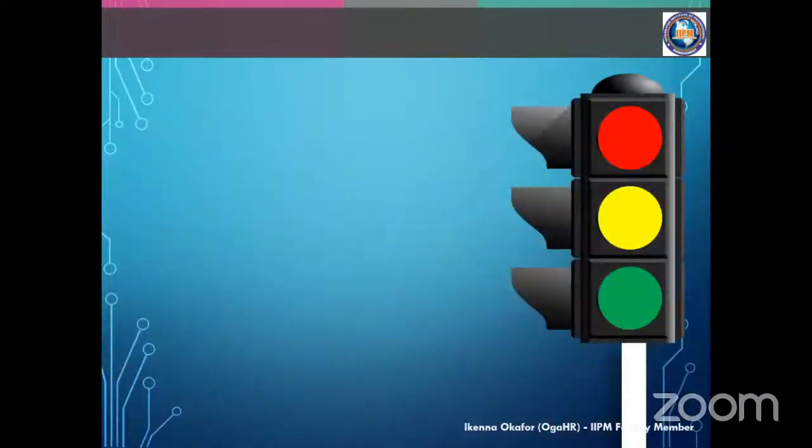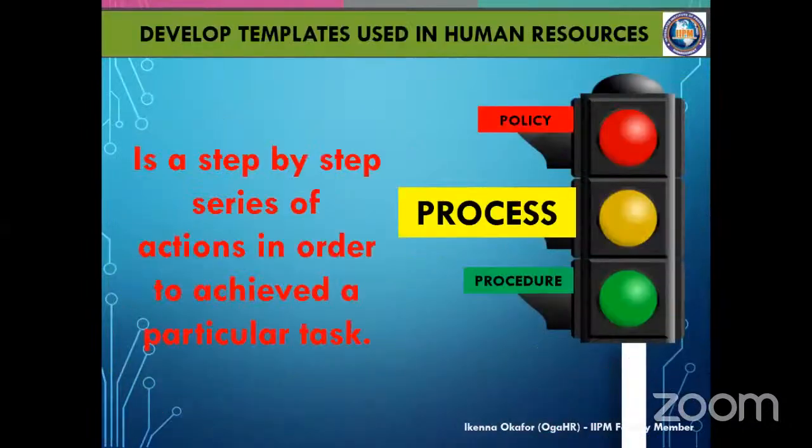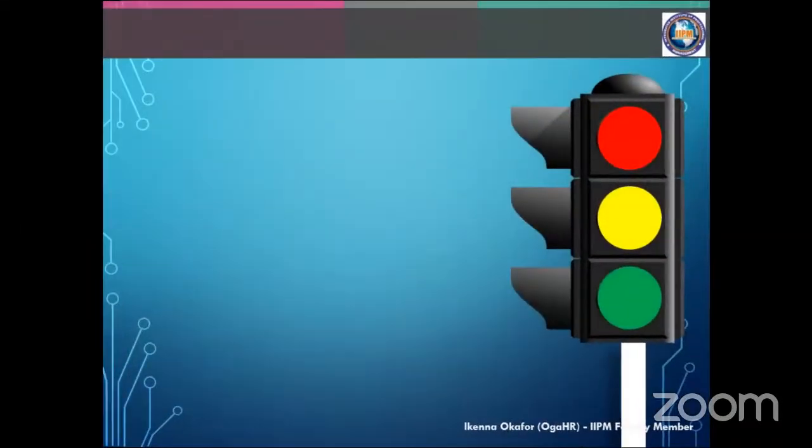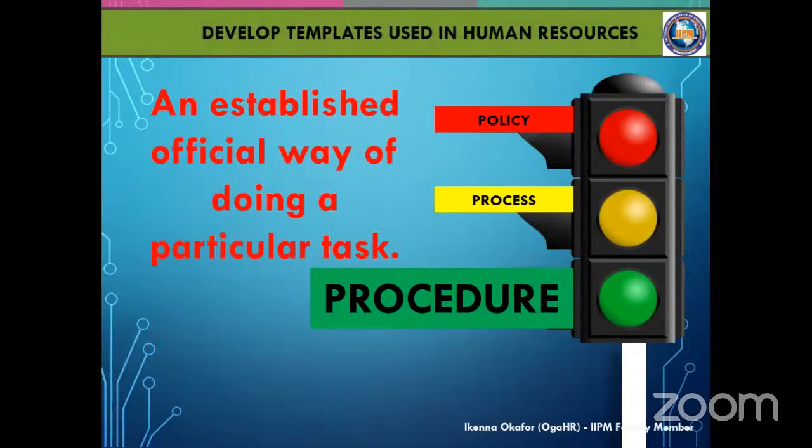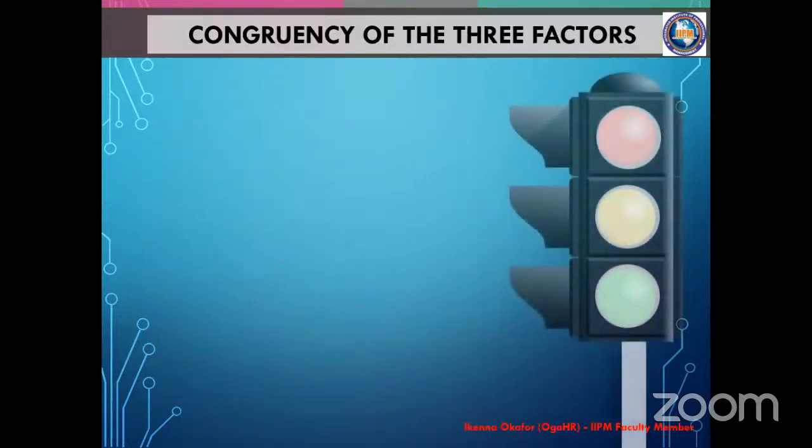And we have the next one, process. It's a step-by-step series of actions in order to achieve a particular task. And procedure is an established, official way of doing a particular task.